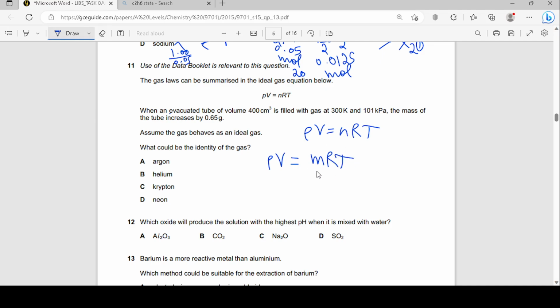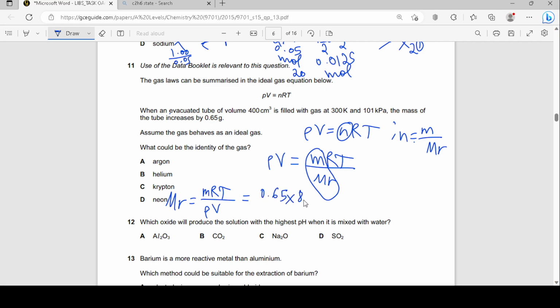So I'm going to rewrite this as m over Mr instead of n, because n equals m over Mr, so I can substitute this, right? I have to find the Mr. So Mr, if I rearrange the equation, I get mRT over PV. And then I'm going to substitute my values. So I have 0.65 grams.